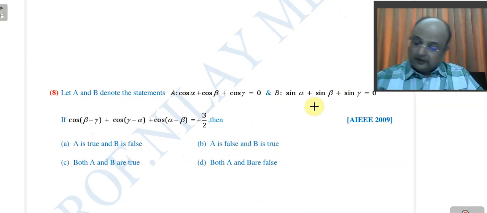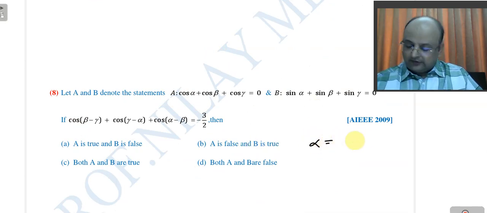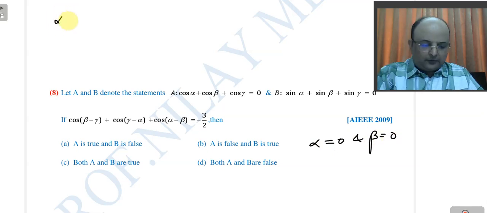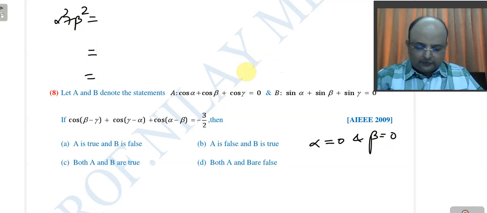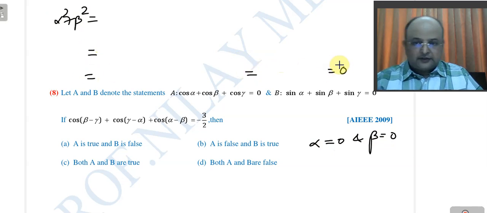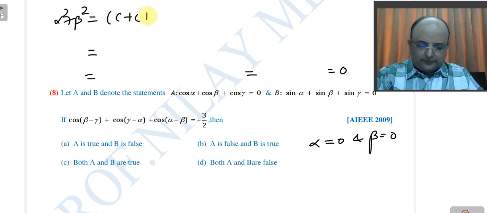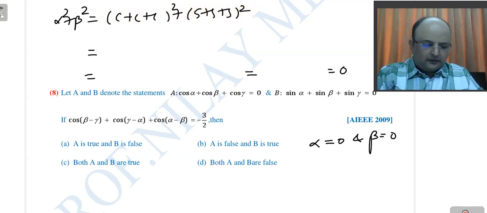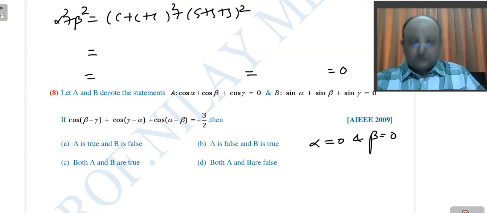Well, I ask you always, when can I say that alpha is 0 and beta is 0? This is possible only if alpha square plus beta square is 0. So I go for it. If I can prove that it is 0, then I can say that alpha is 0 as well as beta is 0. So this square, so I go for cos plus cos plus cos the whole square, sin plus sin plus sin the whole square. This is smart work. We don't go for cos alpha the whole square.